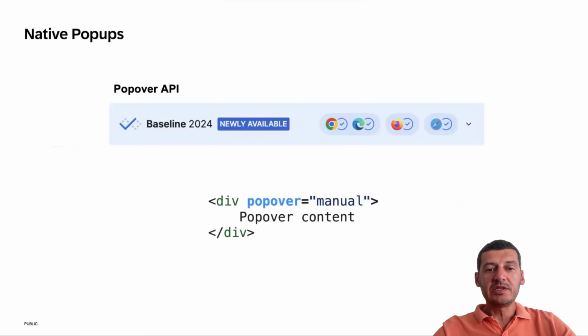The biggest change that came with browsers this year is the native pop-ups. Pop-ups are really difficult in web development because you have to position them correctly. They have to stay on top of everything. And it's really hard to get an easy-to-use API. Browsers introduced this newly available API. It's this attribute that you see here, popover equals manual. With this new attribute, you just tell the browser, I want this thing to show up on top of everything else. Don't cut it, don't move it, and it's really easy to use.